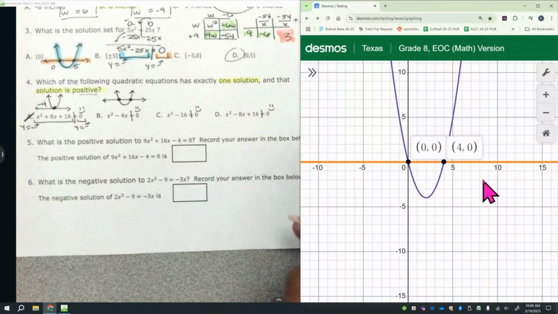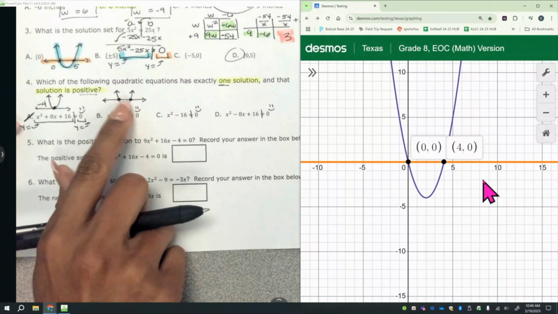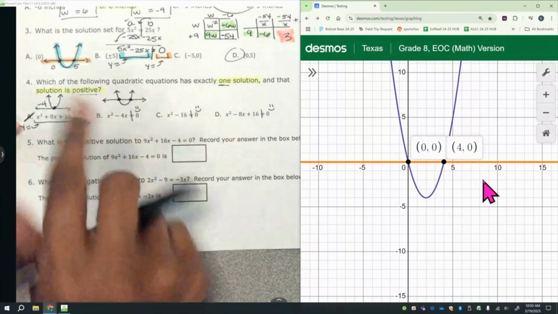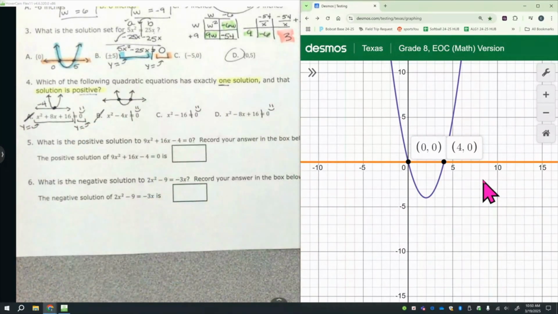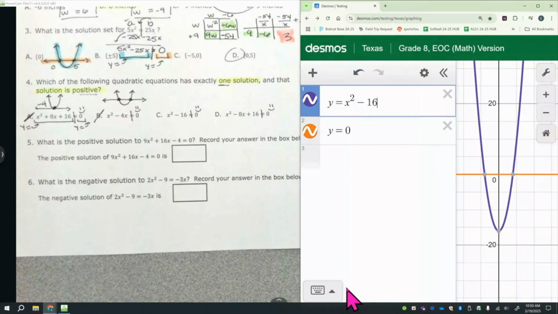Okay, however, we were looking for 1 solution, and this one has 2. So this B can't be my answer. Let's move on to C. C says x squared minus 16.